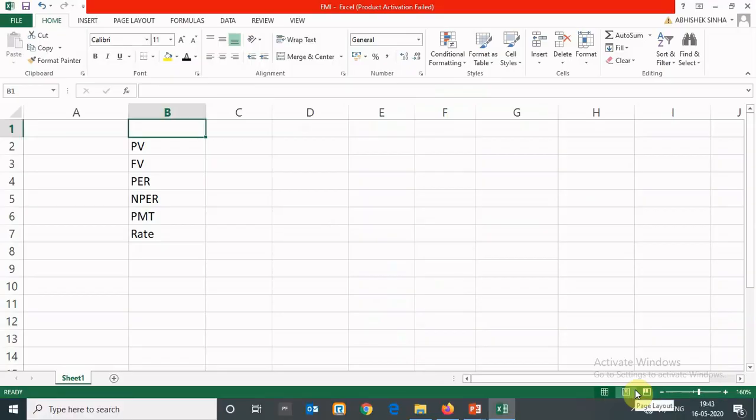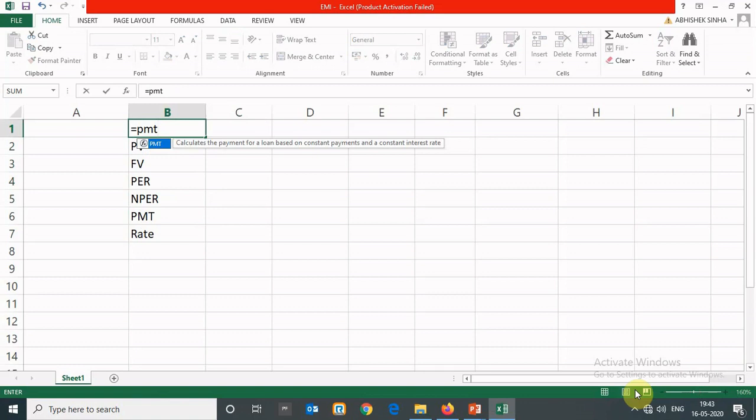In Excel there is a formula that is used for loan EMI working. For using that, we have to understand its terminology. The formula is PMT. Suppose for loan EMI it is PMT. When we tab it, it asks for rate, NPER, PV, FV and type. So what are these? Let's understand first.